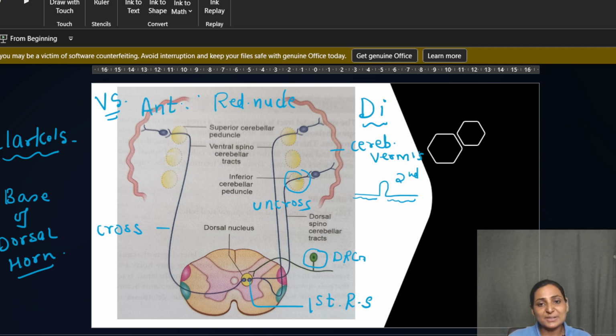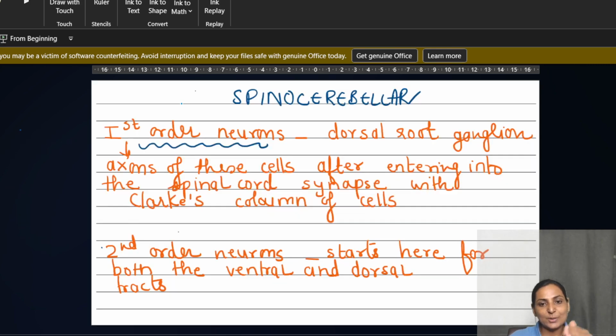So these pathways are very simple, but normally we give more importance to our dorsal column and pain pathway, but there can be a question on the spinocerebellar tract. So I have made notes for you proper, you can just go through them.